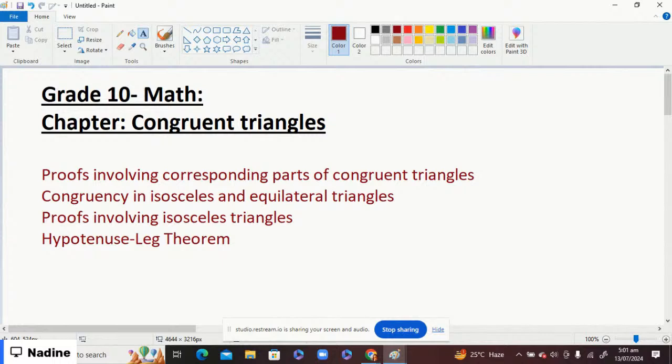The chapter we discuss today is congruent triangles. Here is the list of the lessons we discuss today: proof involving corresponding parts of congruent triangles, congruency in isosceles and equilateral triangles, proof involving isosceles triangles, and the hypotenuse leg theorem.